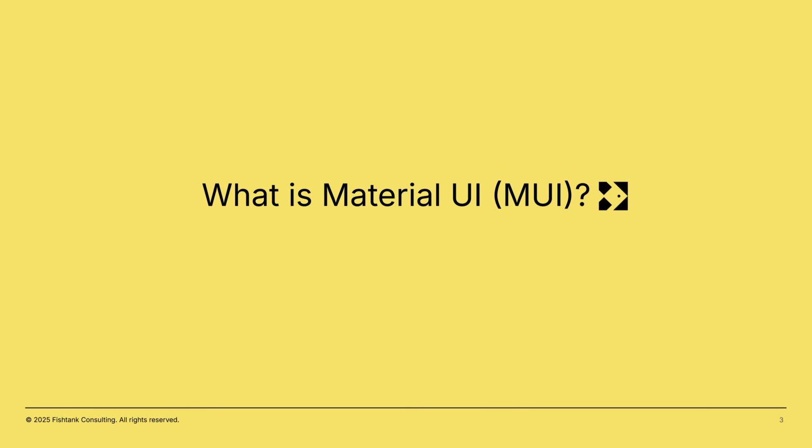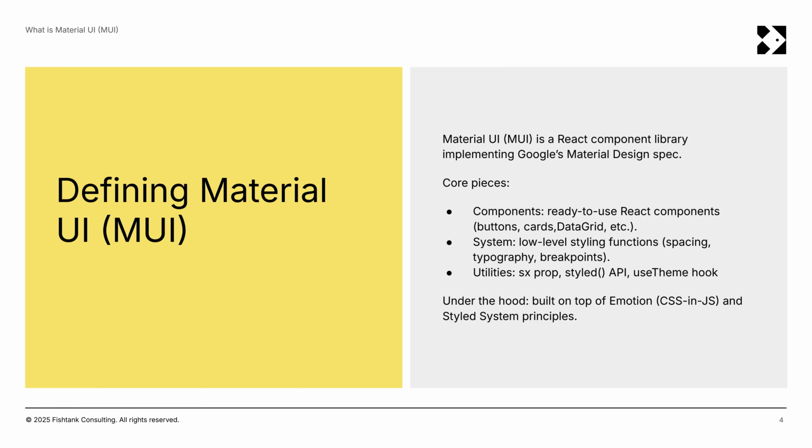So what is Material UI or MUI itself? Well, MUI is actually a React component library. It's based off of the Google Material Design specification. And React itself has a great library that has just a bunch of these pre-made, ready-to-use React components. So the examples I have listed here are buttons, cards, data grids, that kind of stuff.